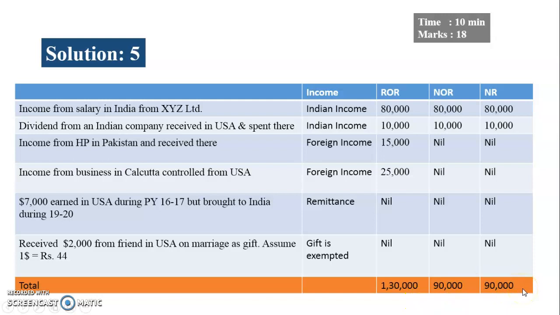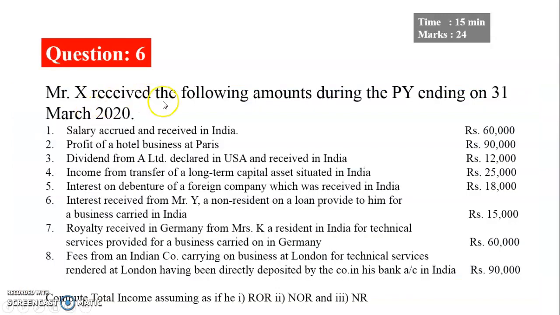Whomsoever has got it correct, I have given 18 marks. In case the ROR figure is correct, I have given 6 marks. In case NOR, additional 6 marks, and NR, additional 6. So I have checked each column respectively, and whosoever has attempted it correctly, I have given full 6 marks. Okay. Then this is question number 6.